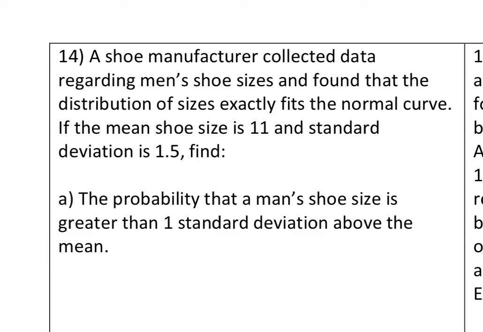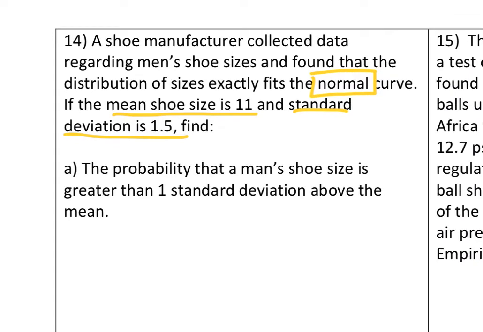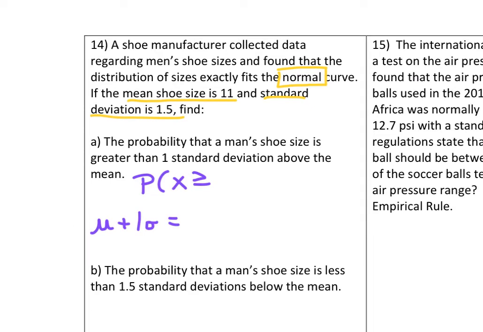So here we have another normal distribution problem, and it tells us that the mean is 11 and the standard deviation is 1.5. And if you are looking to see if the probability that a shoe size is greater than or equal to 1 standard deviation above the mean, that would mean that we're talking about 11 plus 1 times 1.5, which is 12.5.